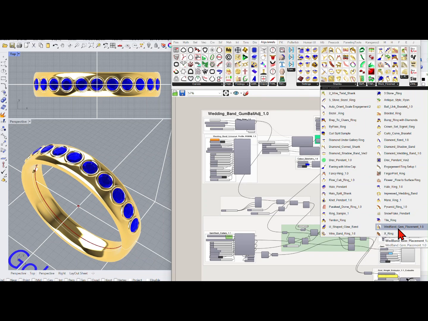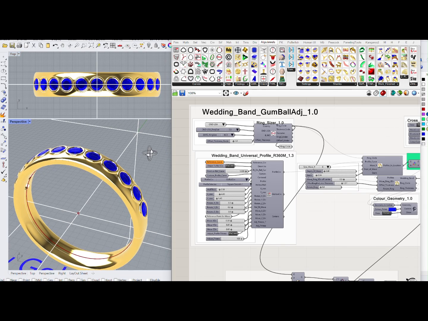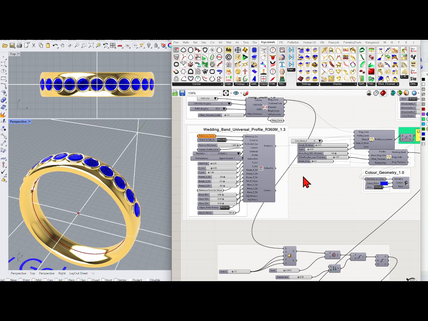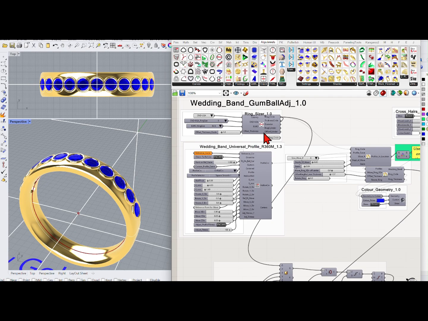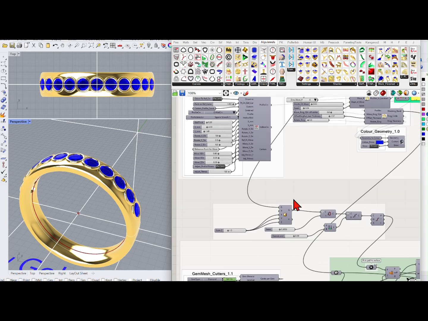Wedding band gem placement. Okay, what's happening here? We have a wedding band, and we're using the ring circle here.